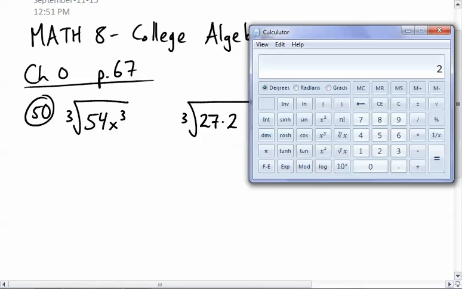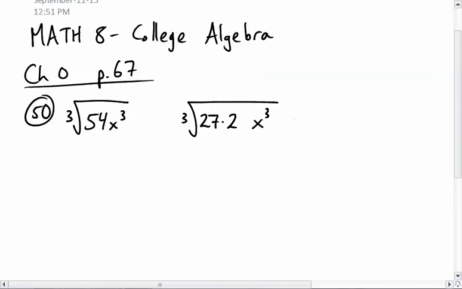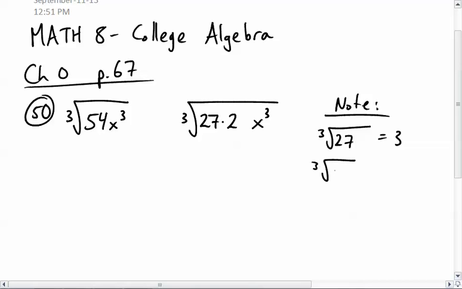Okay, and I can figure out what the cube root of 27 is. The cube root of 27 is 3, because 3 times 3 times 3 is 27. And the cube root of x cubed is x, because x times x times x is x cubed.